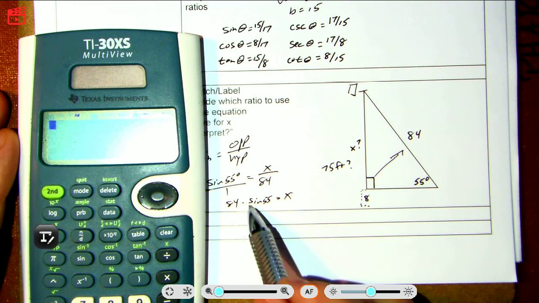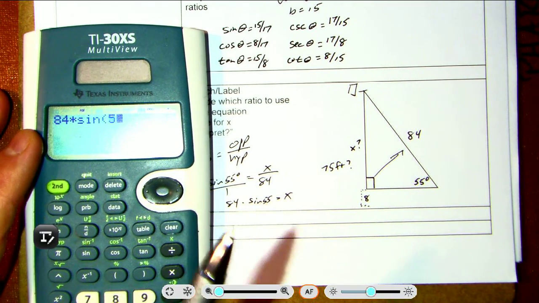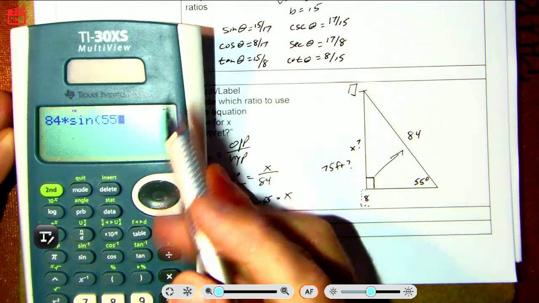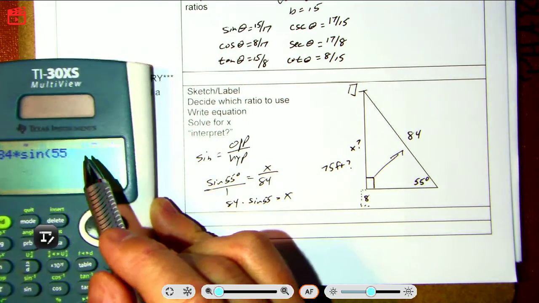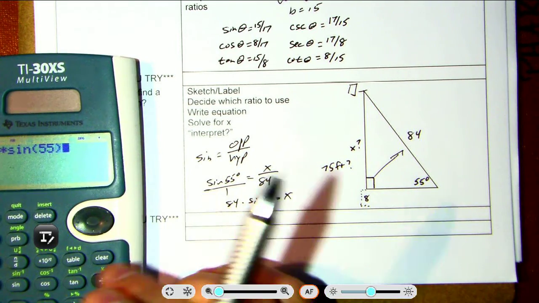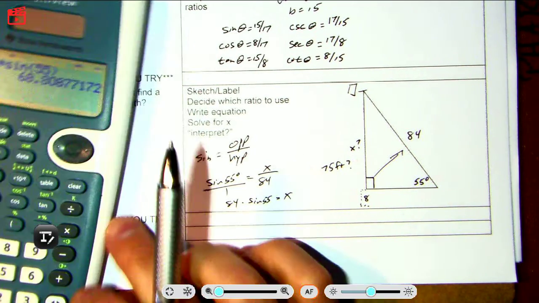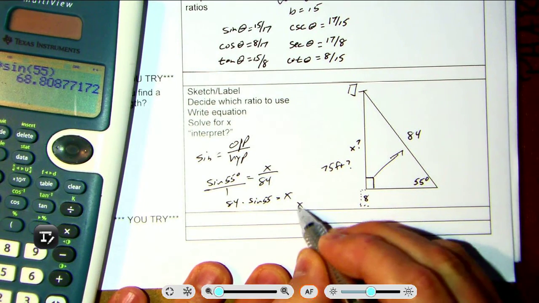Let's do 84 times the sine of 55. And always make sure your calculator, you can't see it on my screen, is in degrees. Make sure you're always in degrees. Close the parentheses. Let's see what this says. It should say 68.8 feet. Oh no, x is 68.8 feet.